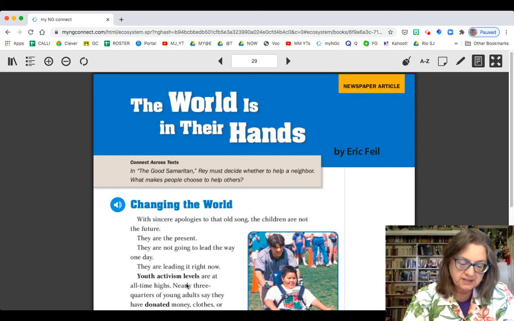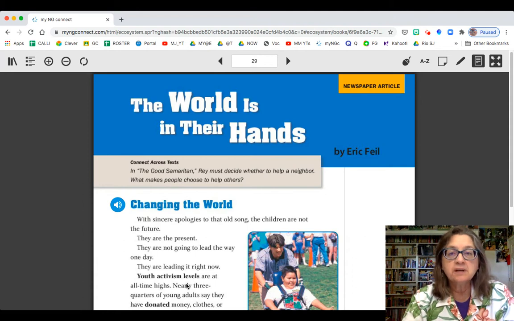With The Good Samaritan, we had Ray, who stopped and helped a man, not just someone he didn't know, it was someone that he did know, who was cruel to him, lied to him, but he helped him anyway because it was the right thing to do. Now we're going to read another article about helping.